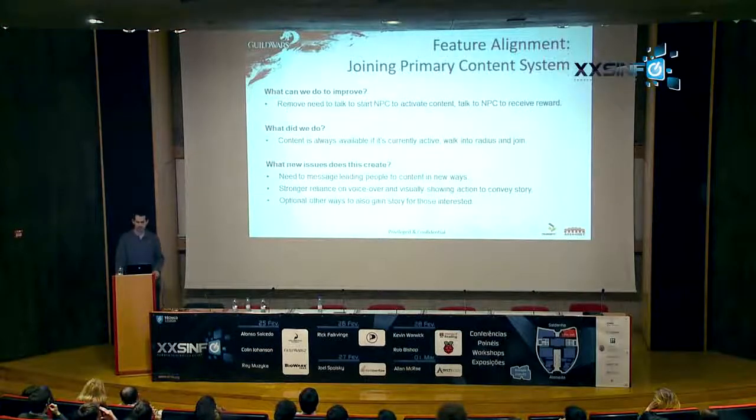So the first thing we needed to solve was, how do you join our new content system, our event system? And we wanted to remove the idea of talking to an NPC to begin it. So what did we do? We made it so that content is always available, and as soon as you walk into the radius, you are participating in the event. The event information pops up on screen, and you can see what's going on. It gives a sense of immediacy, and you see it in the world. But it creates new challenges. Because you don't have a quest NPC that you talk to that sends you off to a specific place in the world, we didn't have anything in the world to lead you to these events. They just happened in a place, and we needed something to get you there.